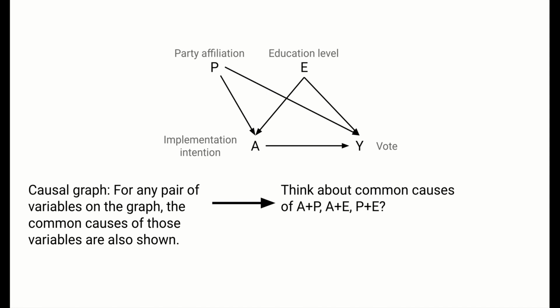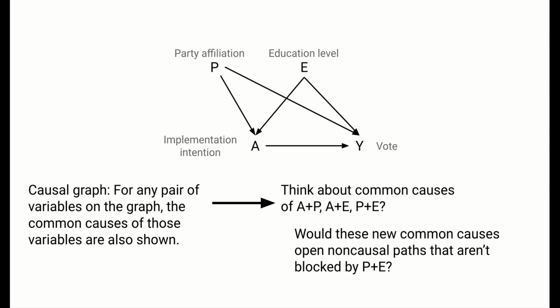In practice, because causal graphs are used to answer a specific research question about a certain pair of variables, the treatment and outcome, we can answer this question by asking ourselves another question. Would these new common causes open up any non-causal paths that wouldn't be blocked by existing variables? So in this example, would the new common causes open up non-causal paths that wouldn't be blocked automatically by P and E?